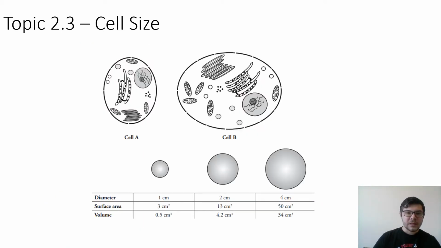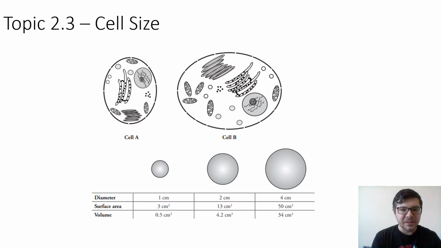Topic 2.3, cell size. If you look at our pictures there, you have cell A and cell B. Cell A is much smaller than cell B, so for cell A it takes less time for molecules to go through the membrane and get to where they need to be, compared to cell B. Cell B is much larger, so it takes more time to get to the membrane.